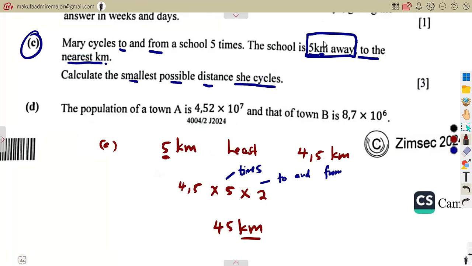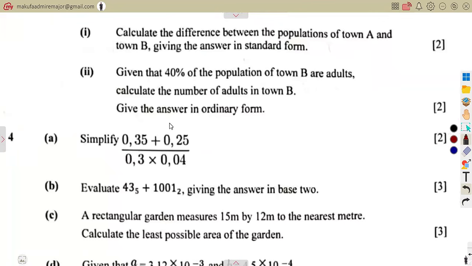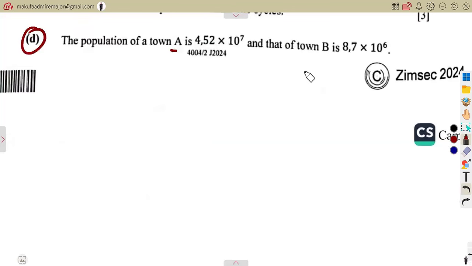So you work the least possible value, you use it to the condition that you are given. All right. B, you are given the population of town A is this, and that of town B is this. So the question is, from these two populations that we are given, item 1, calculate the difference between the populations A and B. Give your answer in standard form. Your answer is supposed to be in standard form.